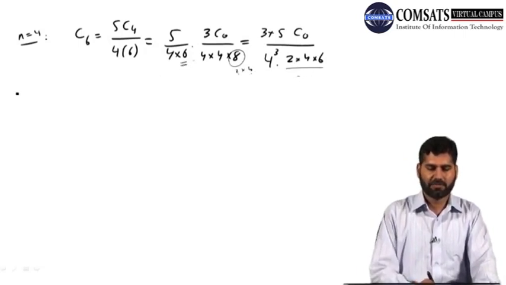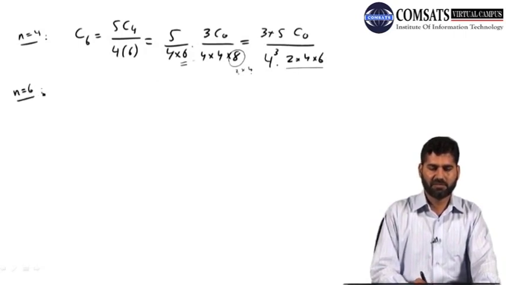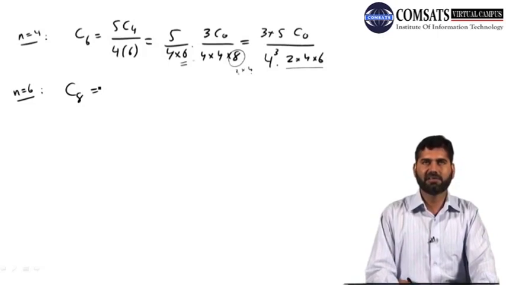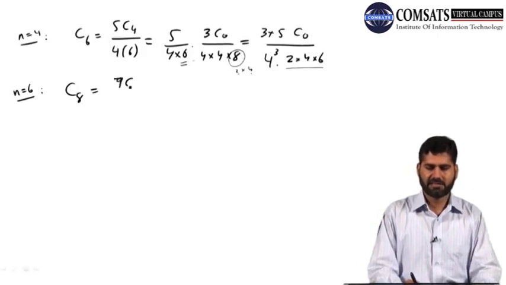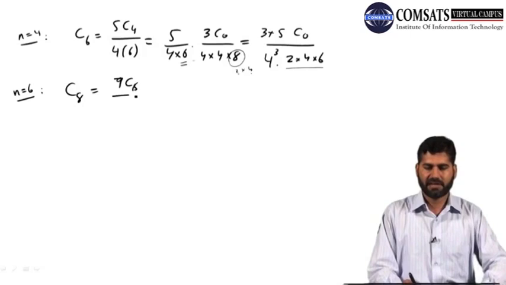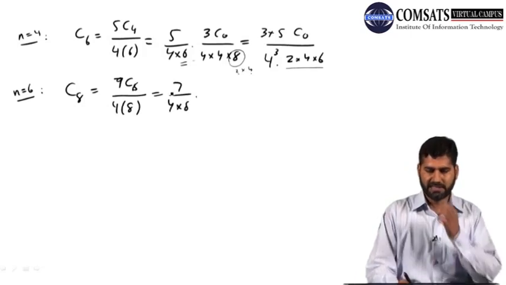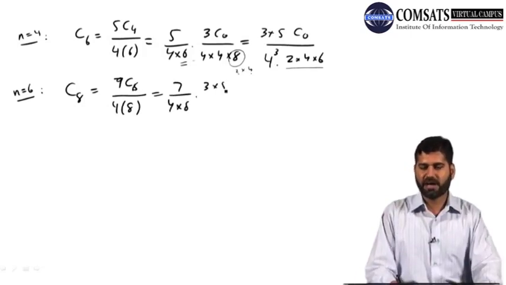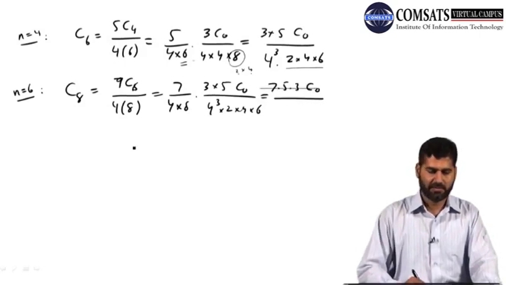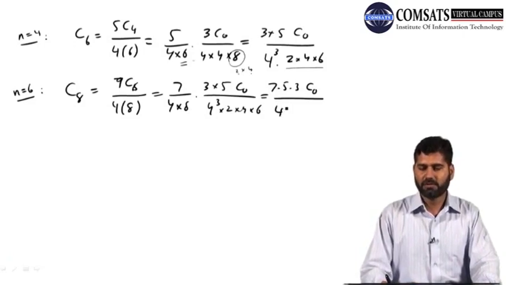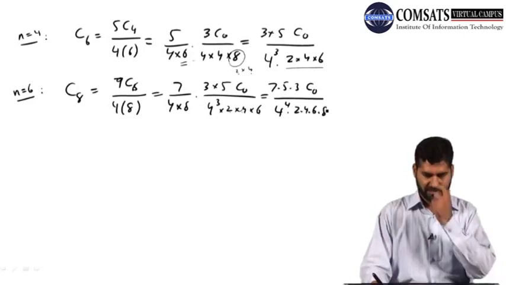I keep it separate. Now n is equal to 6 will give you C8. First, let's deal with the even ones. This will give you 9, 8 will give you 7 C6 divided by 4 times n plus 2, which is 8. 7 by 4, 8, and C6 is 3, 5 C0 over 4 cube, 2, 4, 6. So that is 7, 5, 3 C0 divided by 4 to the power 4, and now 2, 4, 6 and 8. This is what you are getting.